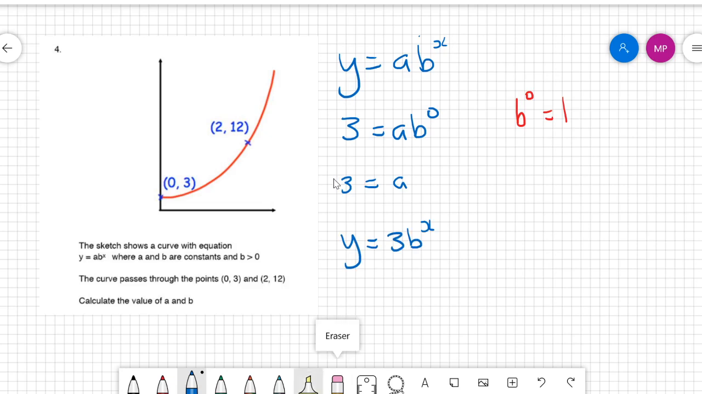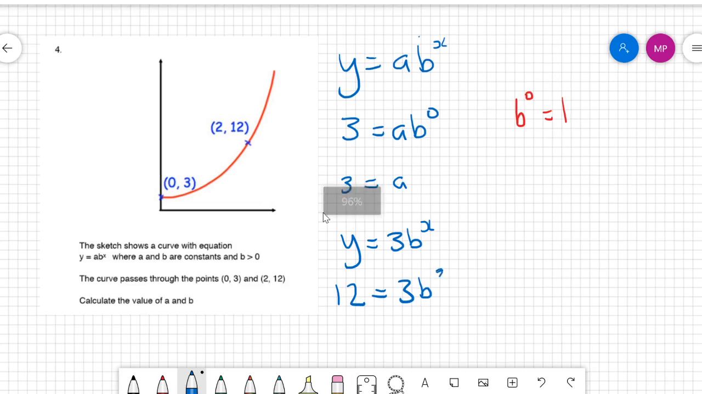Now I'm going to substitute my second coordinate in. My second coordinate is 2, 12, which has an x value of 2 and a y value of 12. So I'm going to replace y with 12, keep the 3 there, and replace x with 2, which gives me this equation.